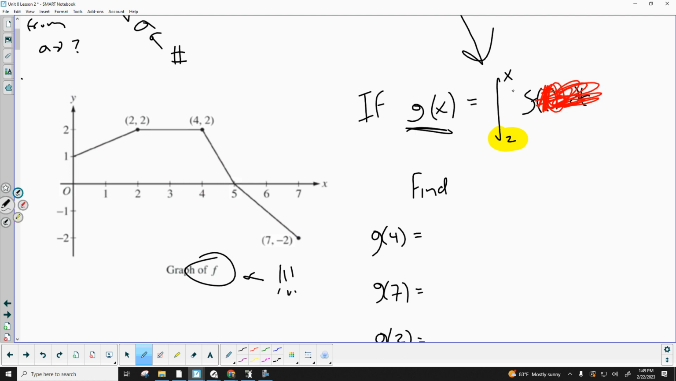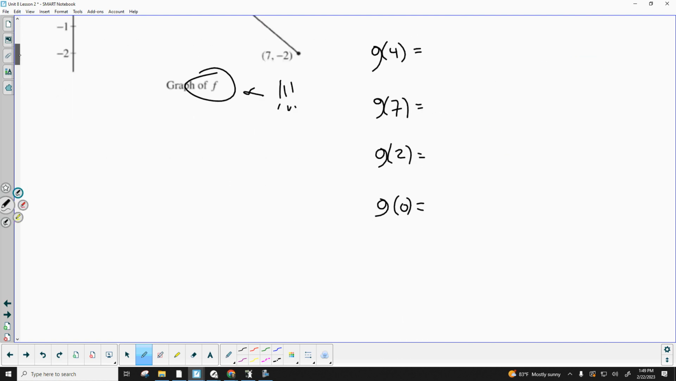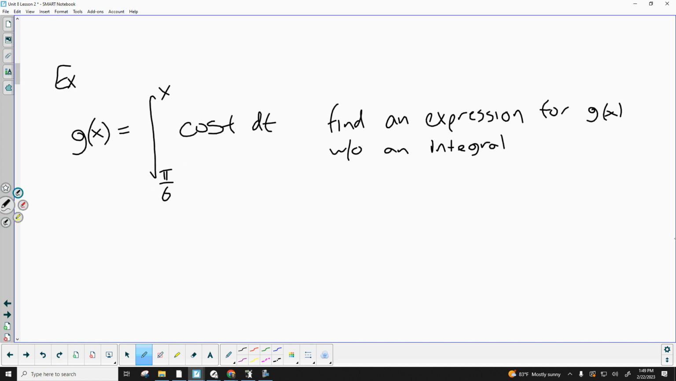Now, before we go and investigate g and find some values, we are going to do the most important part of this lesson a little bit earlier on, which is take the derivative of this.